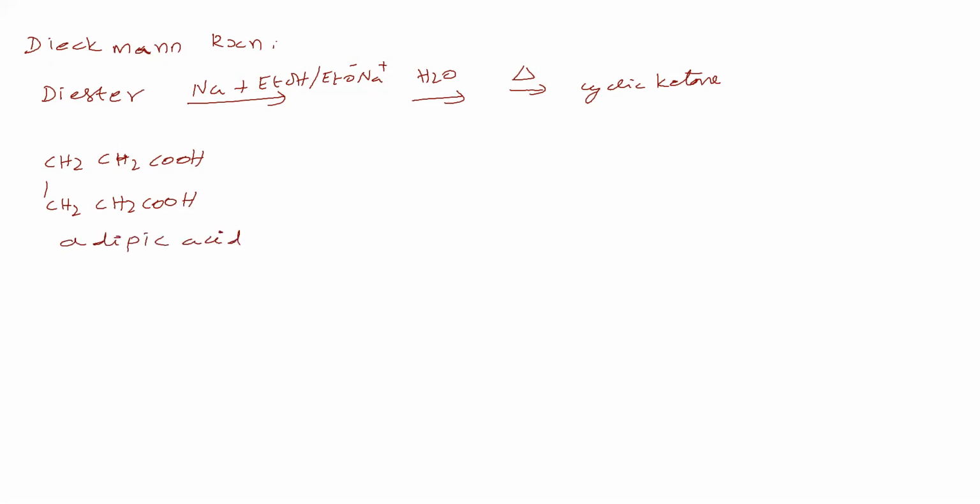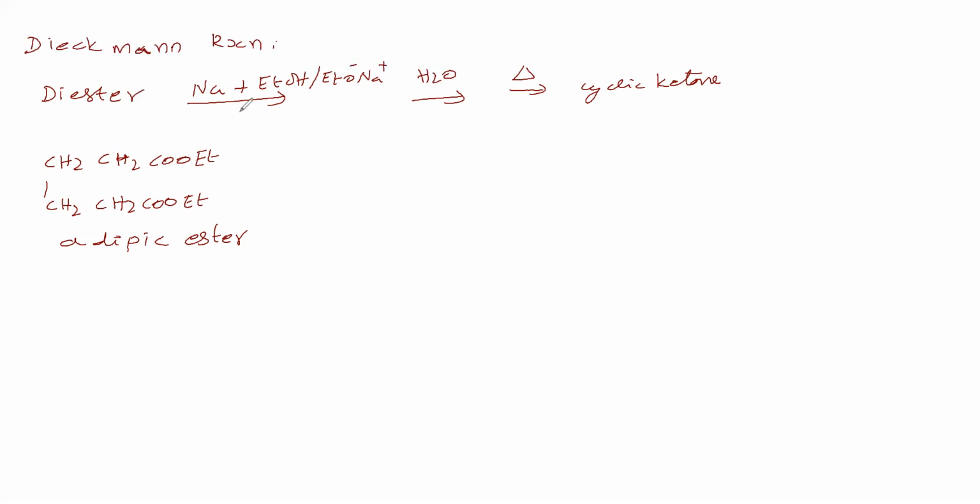This dicarboxylic acid we will take in the form of an ester, so that the carboxylic hydrogen is replaced by an alkyl group. Now it is becoming an ester. This ester is prepared from adipic acid, therefore it is called adipic ester. This adipic ester we have taken. Now we will take it for this Dieckmann reaction. What is the product we will get?